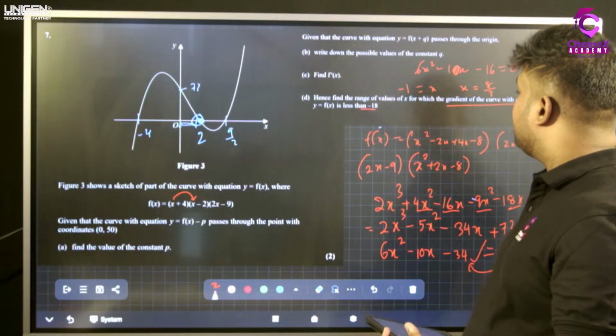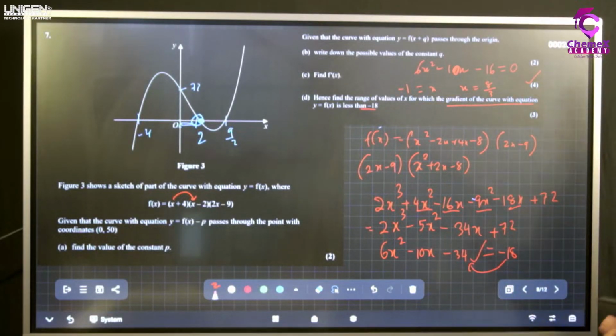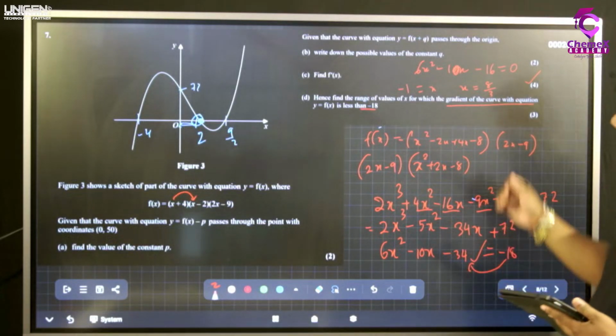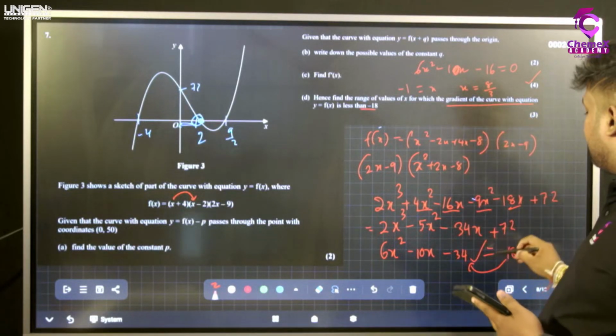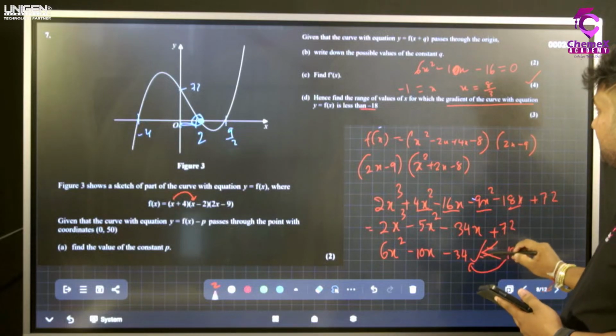So what is the range now? How do you find the range? Good question. How do you find the range? They say it's going to be less than 18. So make it less than 18.